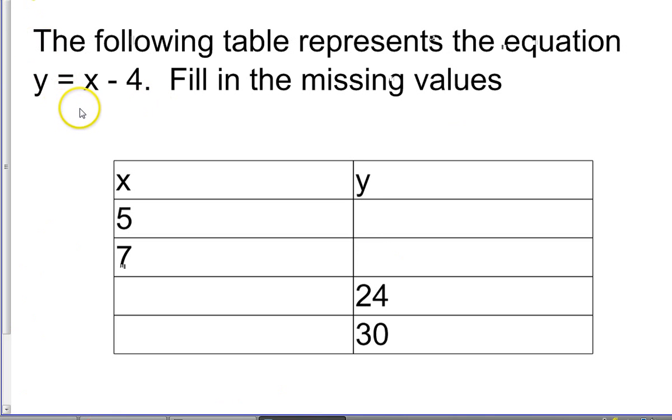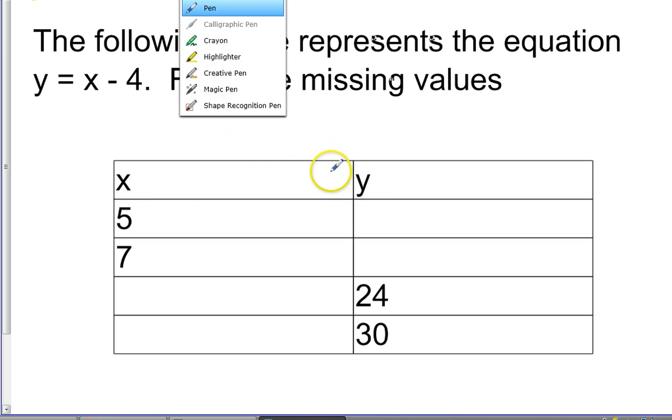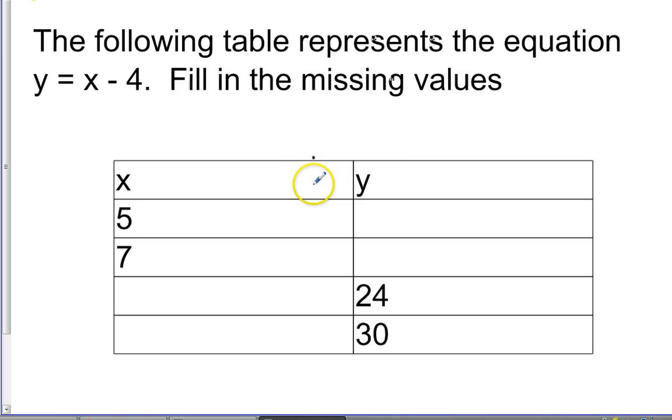In this problem, it says the following table represents the equation y equals x minus 4. And we're going to fill in the missing values. So as you can see, I have my x and my y, and remembering that my x is my independent variable and my y is my dependent variable. So whatever happens to y, or however I get y, depends on what's happening to x. And in this case, it's x minus 4. So I would substitute in 5 minus 4, because that's my x value, is 1. So y results in 1. Here I do 7 minus 4, which results in 3.